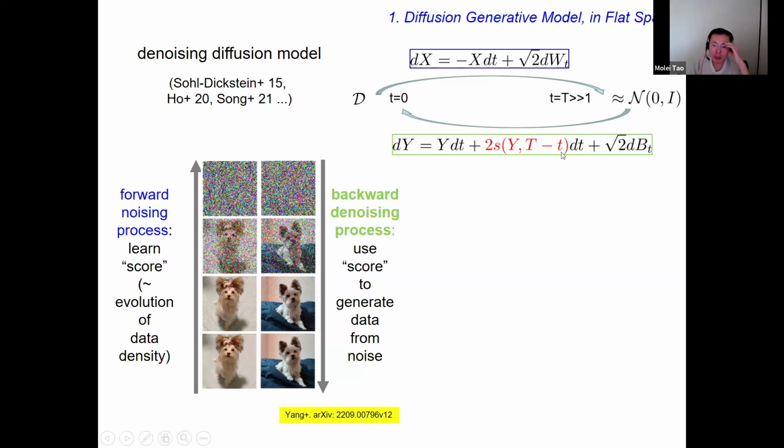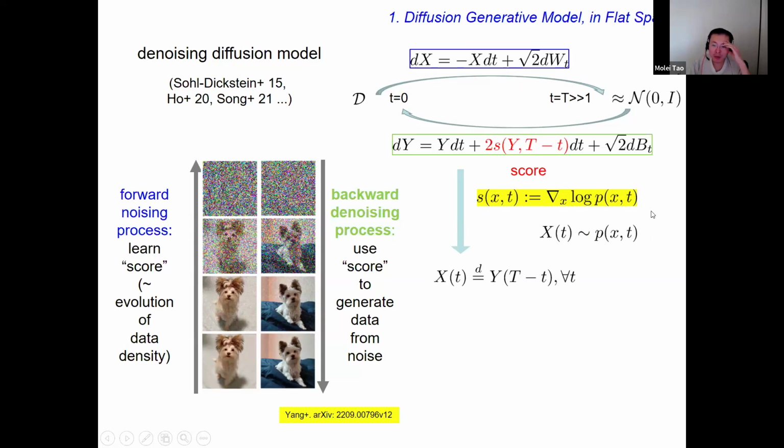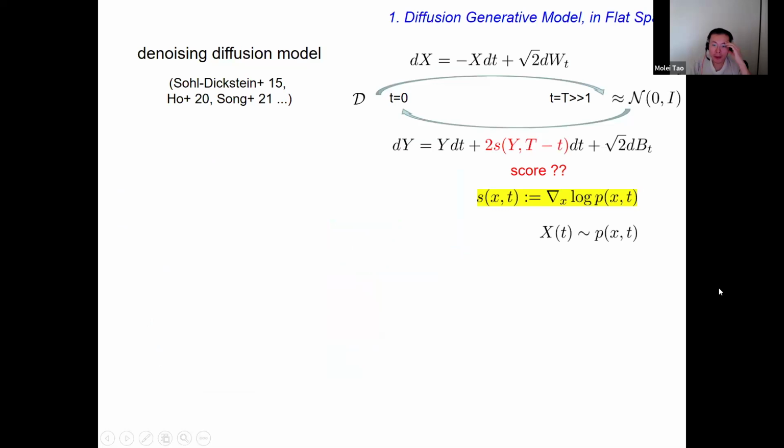So this red term is what you need. In fact, you can prove, if you define this as a score function, which is the gradient of log of the density of the forward process, that the solution of the second equation is basically the same as the solution of the first equation in distribution. Okay, so of course, the question is how do you get a score function? This is something that you can learn during the forward process.